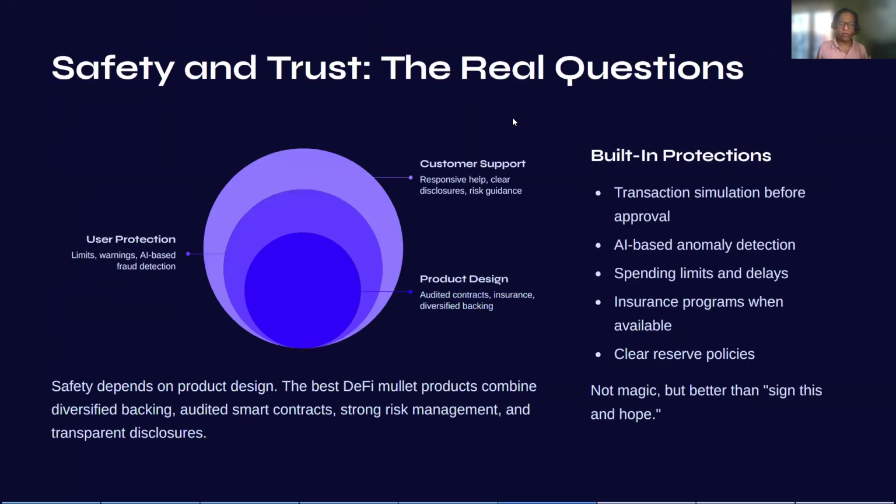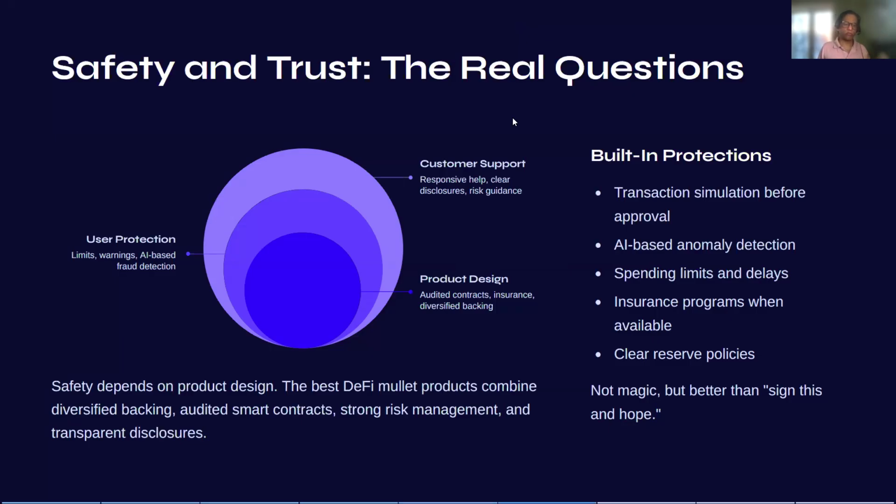So, the safety and trust. These are all the real questions that the blockchain solves. The first thing is customer support. You have customer support in case of issues. You can call the app customer support and get responses, just like the regular Web2 technologies that you are using. And also the user protection.